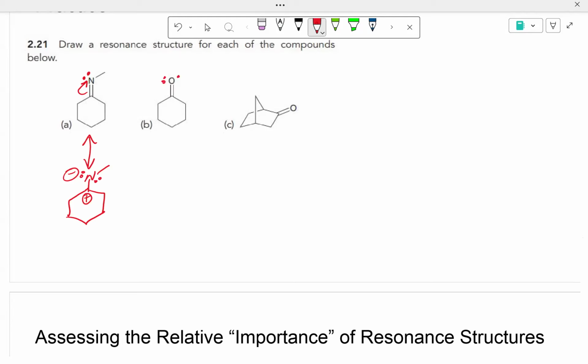All right, for this one, again, the only thing I can really do is move pi electrons to the more electronegative atom. So that's what I'm going to do. So oxygen gained a lone pair. Anytime you see oxygen with 3 lone pairs, always -1. And that carbon lost electrons around it, so it now has a formal charge of +1.